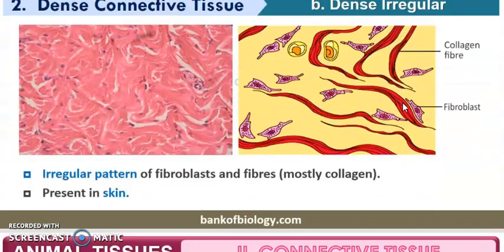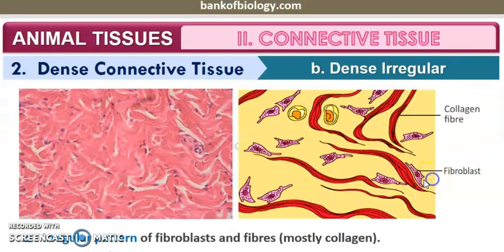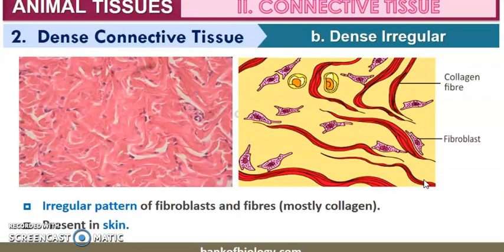Now coming to the dense irregular connective tissue. As the name says, it has an irregular pattern of fibroblasts and fibers. You can see it here. So this is the fibroblast and this is the collagen fiber. In most dense irregular connective tissue, we are able to find the collagen fiber, more than elastin. So an irregular pattern of fibroblasts and fibers.